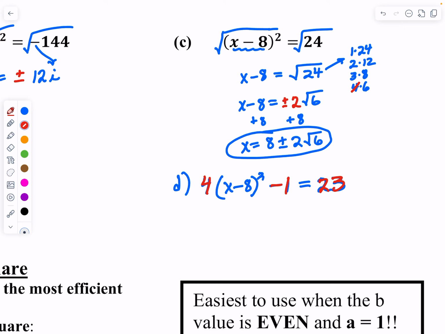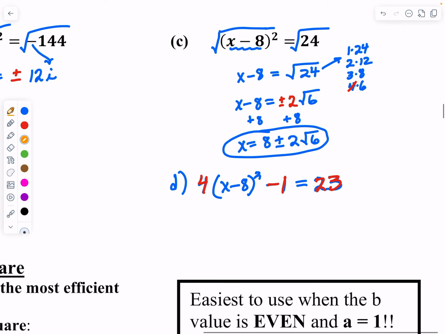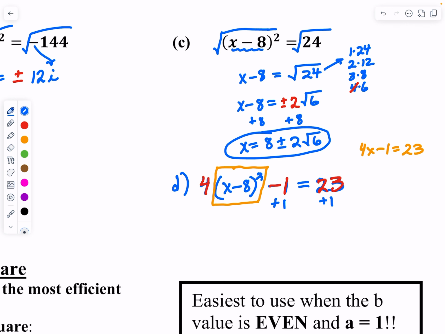Okay, so when you see something like that on a test, you just need to remember, I need to get this guy all by itself. All right, so if I had 4x minus 1 is 23, how would you get x by itself? You would add 1 and divide by 4, right? So that's exactly what I'm going to do. I'm going to add 1, so I get 4 times the quantity (x minus 8) squared is 24.